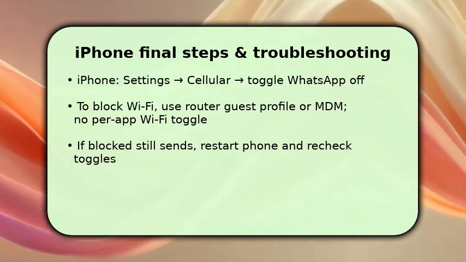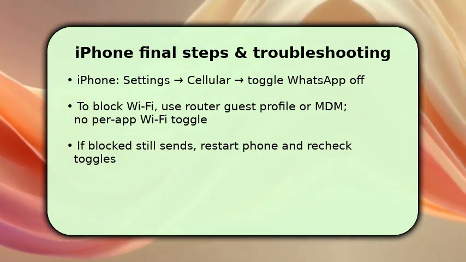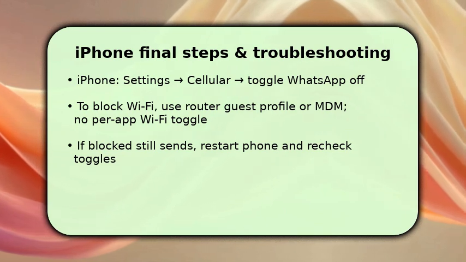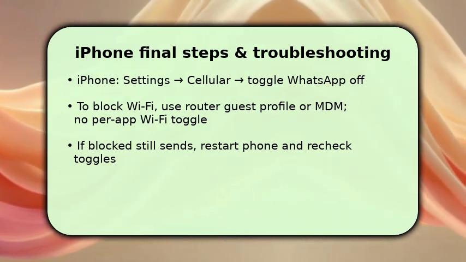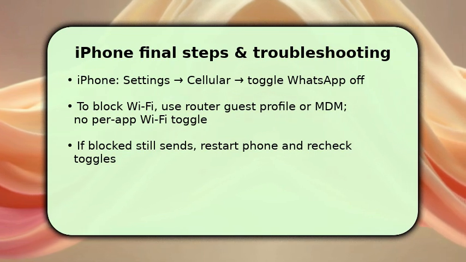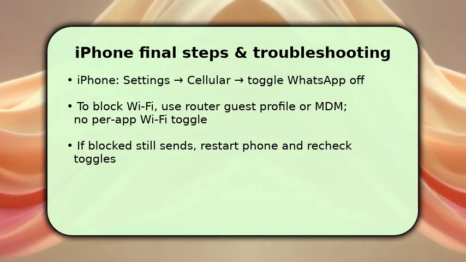If messages still go through, make sure VPNs, background refresh, or router rules aren't bypassing the block. Restart the phone and recheck the toggles. If needed, use a firewall app or router-level rule as a definitive fix.